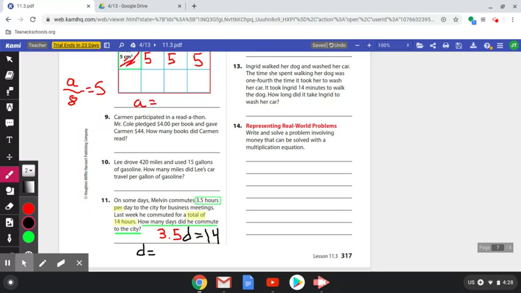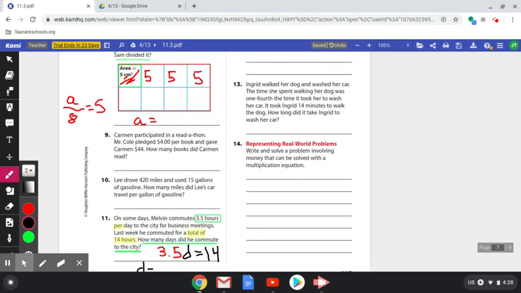All right, so it's the same style for the rest of those questions from 7 to 13. We need to see the equation, like for instance here, we need to see the equation and also solve it. 14 you're on your own. Write and solve a problem involving money that can be solved with a multiplication equation. So you're on your own for 14.